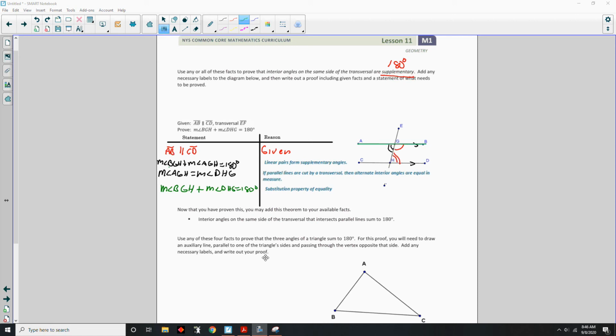Now that you have proven this, you may add this theorem to your available facts. So now we know vertical angles are congruent. Now we know alternate interior angles are congruent. Corresponding angles are congruent. And now same side interior angles are supplementary.